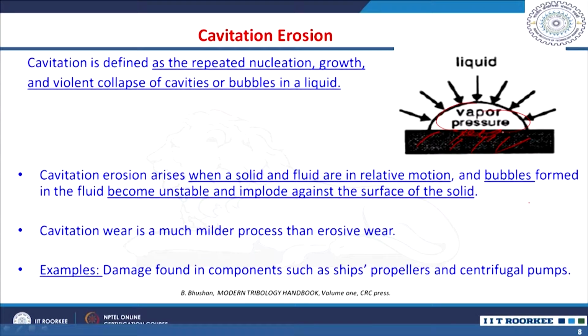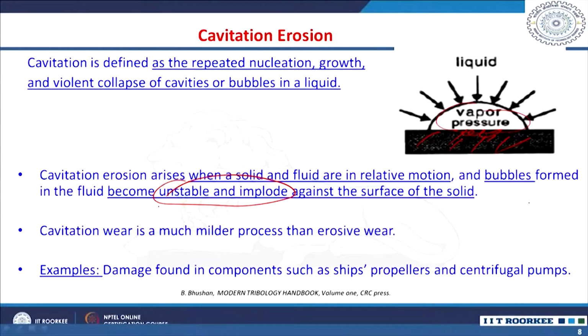Cavitation erosion generally arises when a solid and a fluid are in relative movement and bubbles are formed in the fluid that become very unstable and implode against the surface of the solid. So, if you maintain stable bubbles, then you have lesser cavitation erosion. If you have unstable bubbles, that will lead to more possible impingement or more collapse on the solid surface, that leads to material removal from the solid. So, cavitation wear is a much milder process than erosive wear, right.